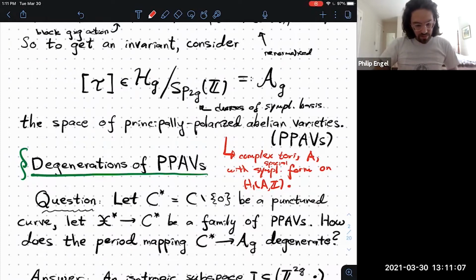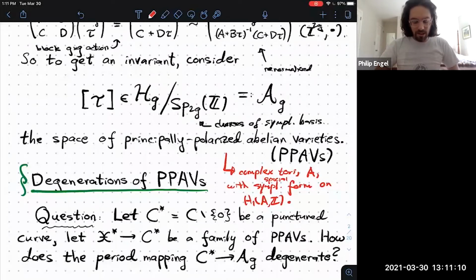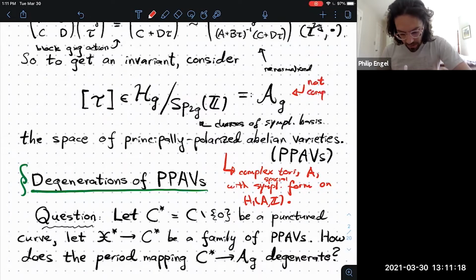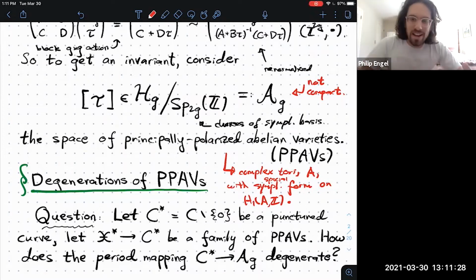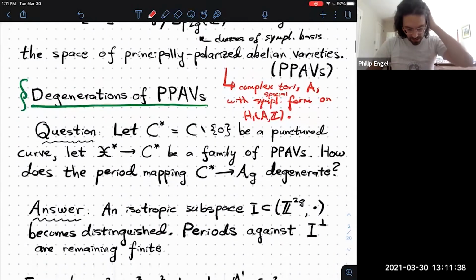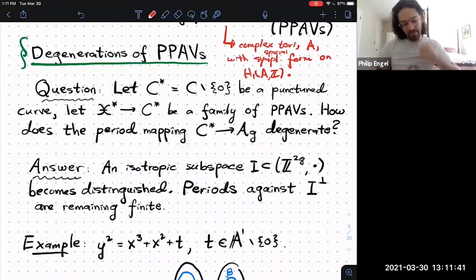So why do we want to do this? Well, this space A_g is not compact. It's fun to compactify moduli spaces, but it's also useful. If we have a compact parameter space, then we have access to things like intersection theory and other tools, degeneration arguments, etc. So let me describe degenerations of principally polarized abelian varieties.